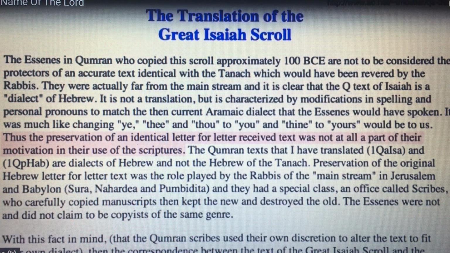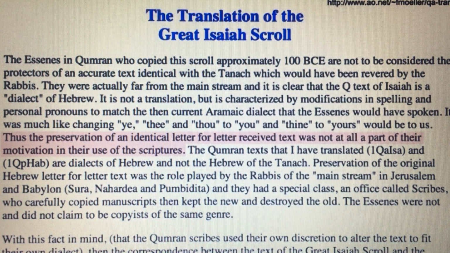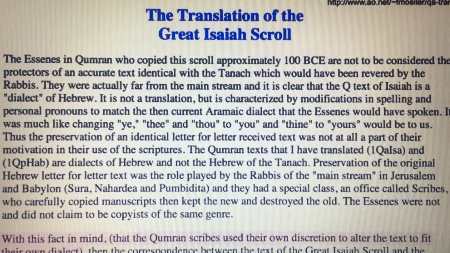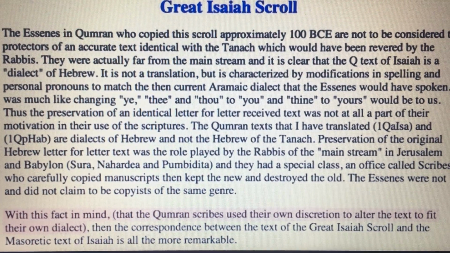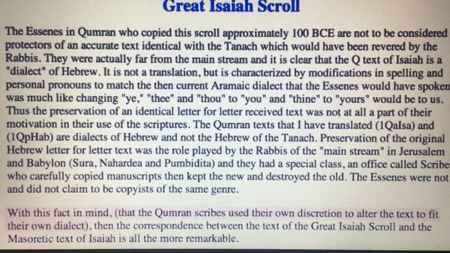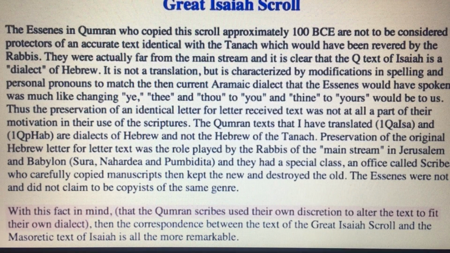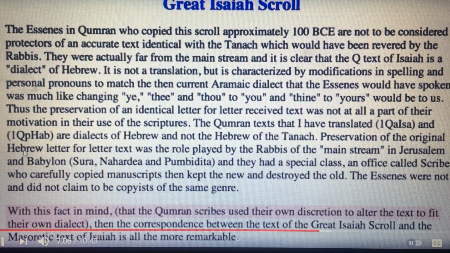Please, man. Right here it says, thus, the preservation of an identical letter for letter received text was not at all a part of their motivation in their use of the scriptures. Let's go down to here. It says, with this fact in mind, that the Qumran scribes used their own discretion to alter the text to fit their own dialect.